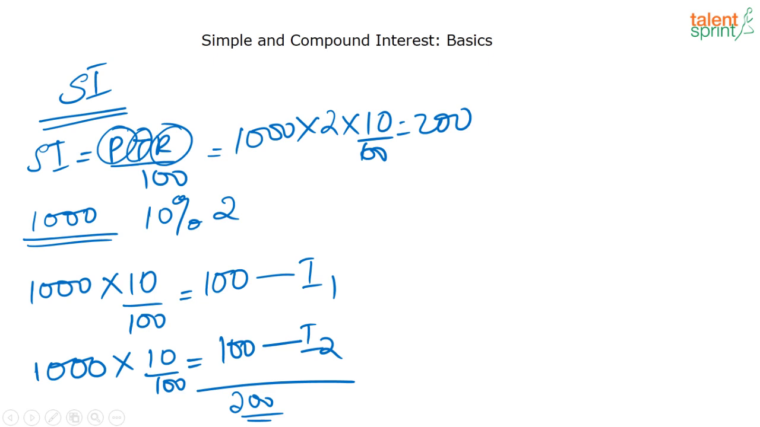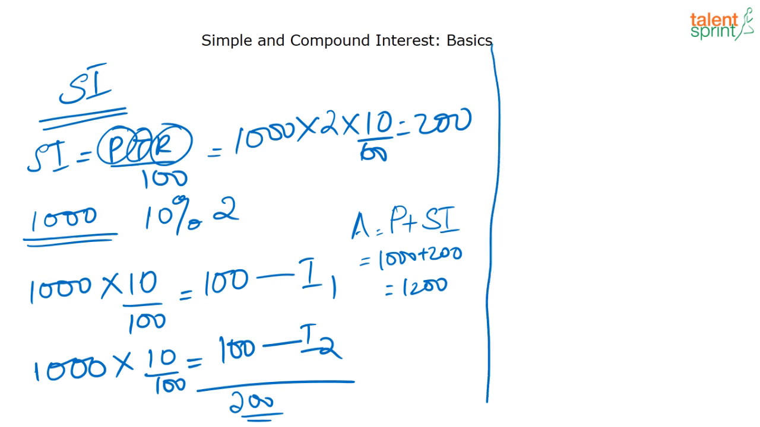Now, what will be the amount that you get at the end of 2 years? You will get back your principal, or the sum that you have invested, plus the interest that you have gained on it, correct? So the amount that you get at the end of the period is always equal to the principal plus the simple interest acquired on the amount. Here the amount that you get back is nothing but 1000 plus 200, that is equal to 1200. So this is the basic explanation of simple interest.